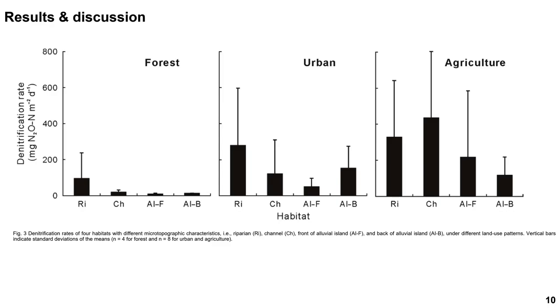Same trend is also seen in the urban habitat, but this time the channel, or CH, and the alluvial island AI back also show some increasing trends. And finally, in case of the agriculture habitat, the channel is leading and overall the range is inclined, while alluvial island back slightly declines, as in the urban case we see significant increase. So in conclusion, the denitrification rate was the highest in agricultural streams and lowest in forest stream because of the anthropological disturbance. Likewise, the sediment and stream denitrification rates were highest in agriculture and lowest in the forest stream too.